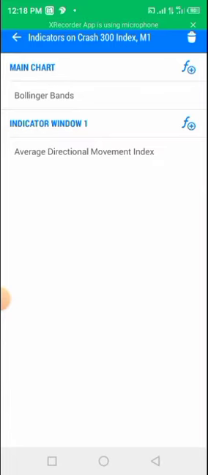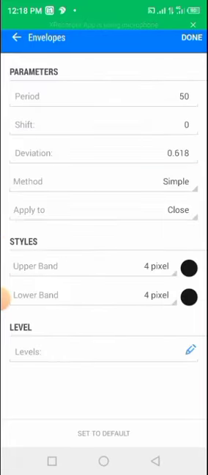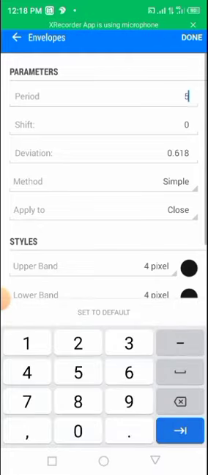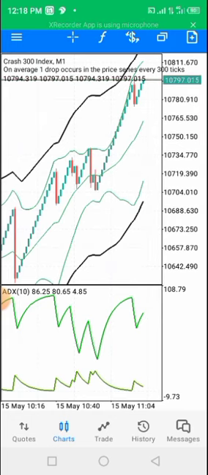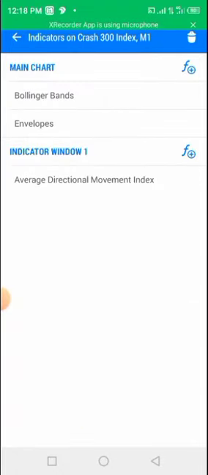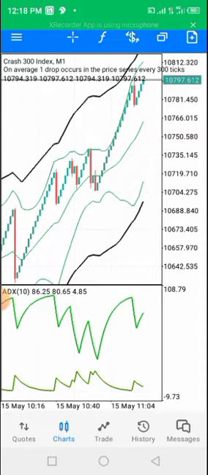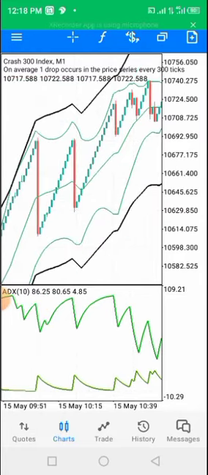You can go to your main chart again, set your Envelopes, period 50, maybe I reduce it to 20, deviation 0.618, method simple, apply to close, styles upper band 4 pixel color black, lower band 4 pixel color black, then done. So why we are putting all these indicators like the moving average, Bollinger Bands, and the rest is for it to help us show how these markets have been going and where we are supposed to catch these spikes.